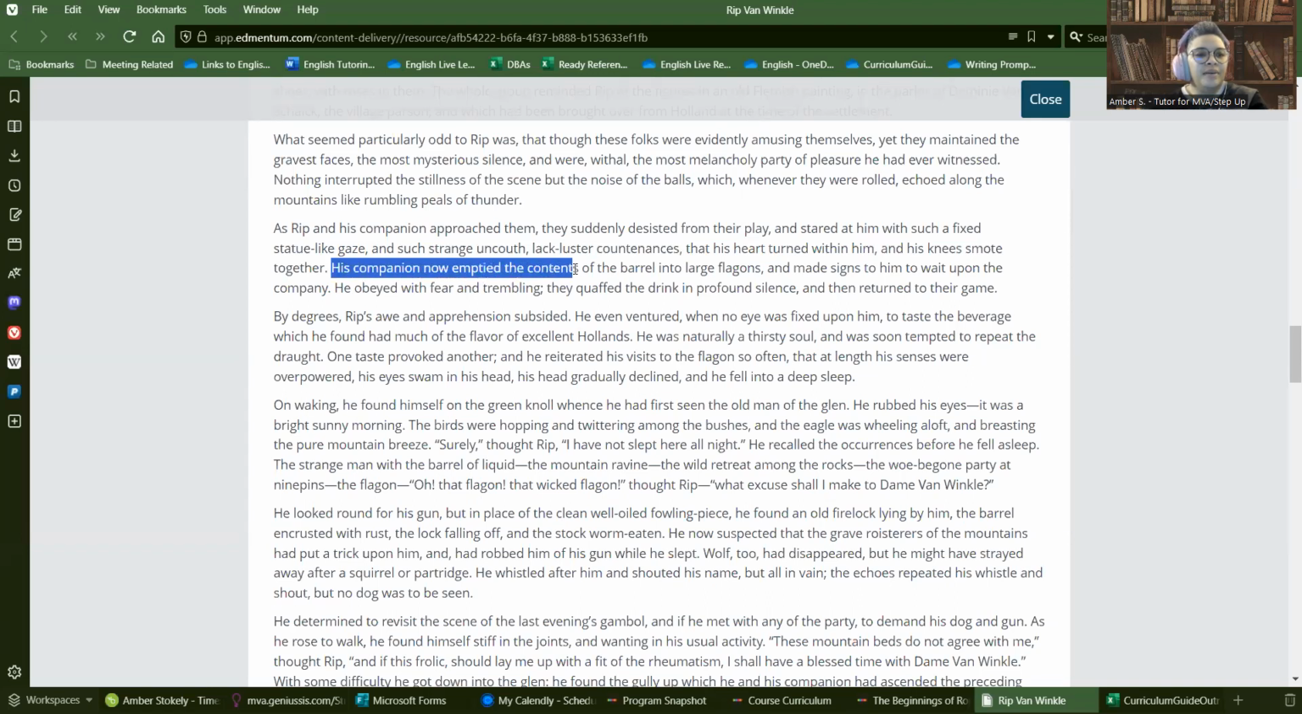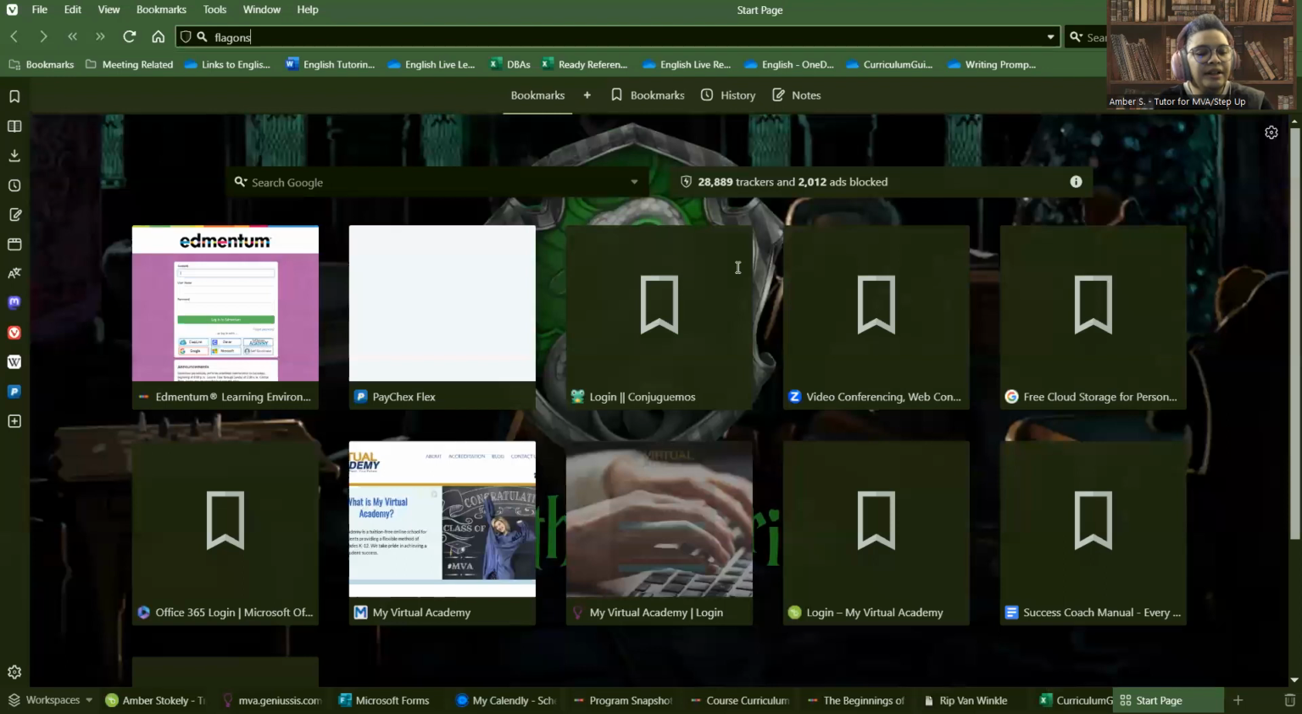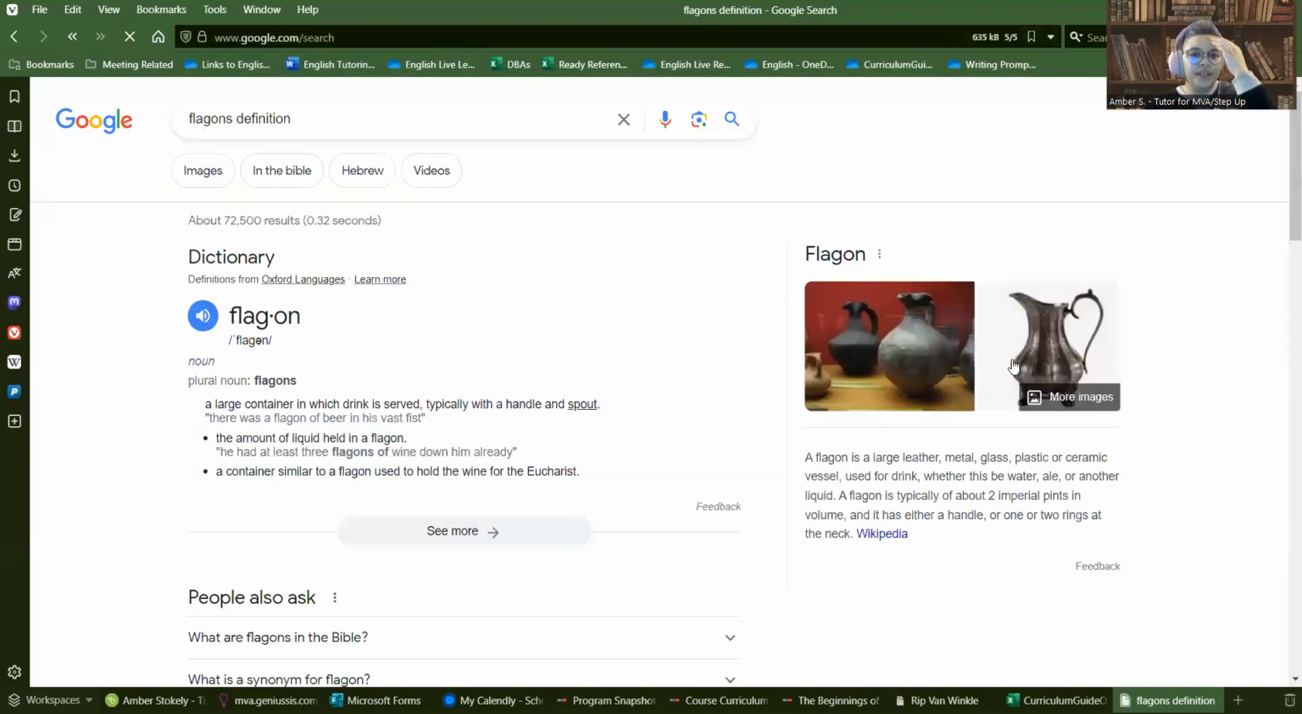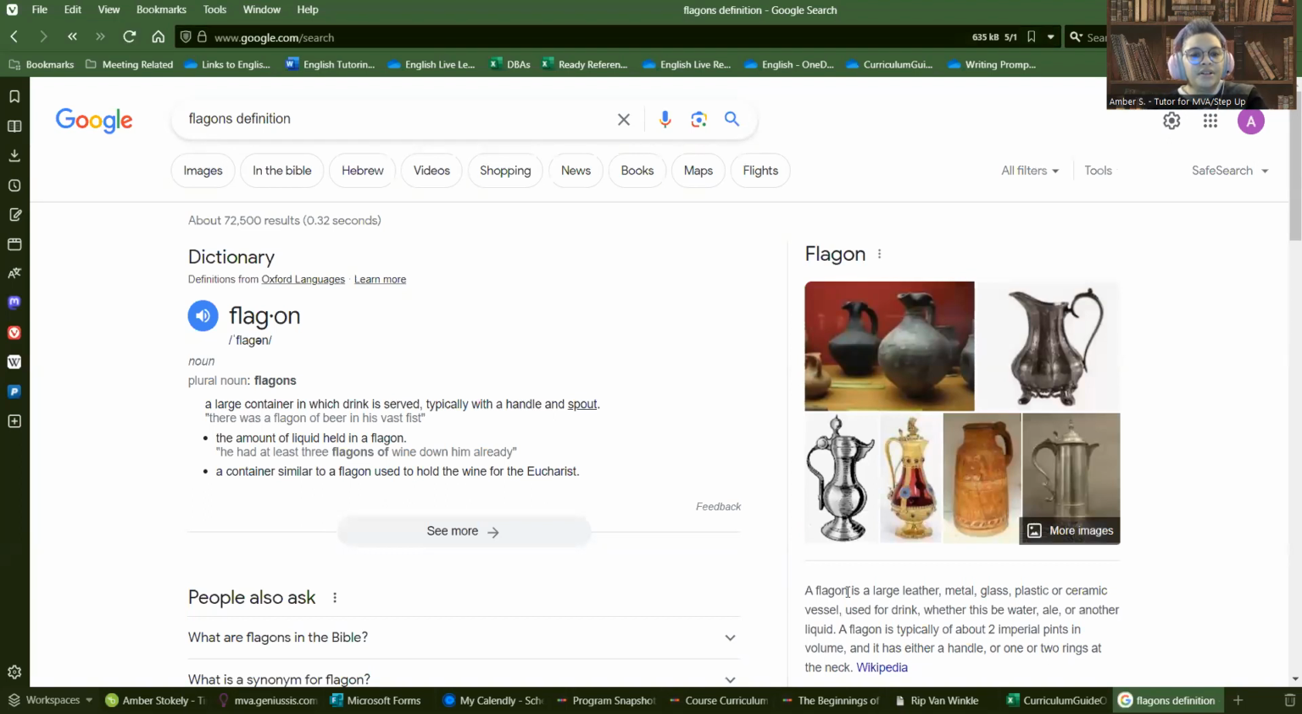His companion now emptied the contents of the barrel into large flagons. A flagon is like a type of mug. Let's see if we can find a photo if we were to look it up. Let's see, flagon definition. Hopefully we'll get a photo. Yeah, there we go. Flagon is a large leather, metal, glass, plastic, or ceramic vessel.